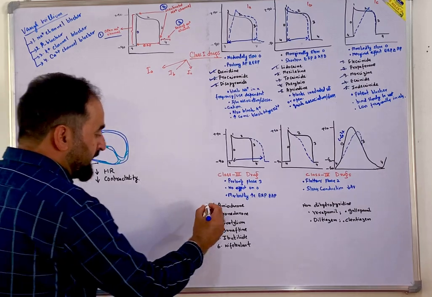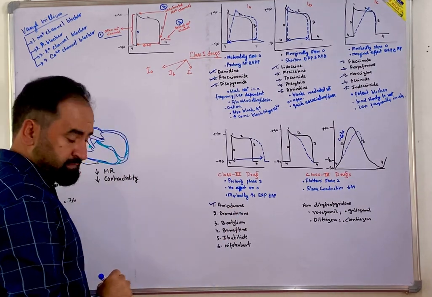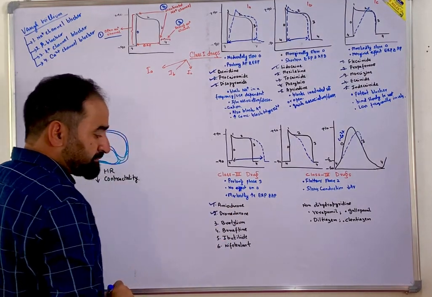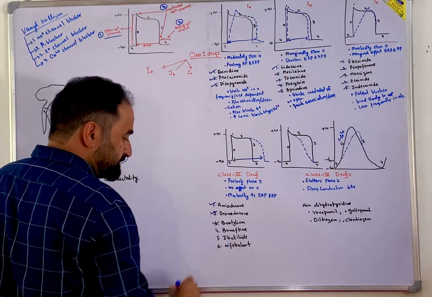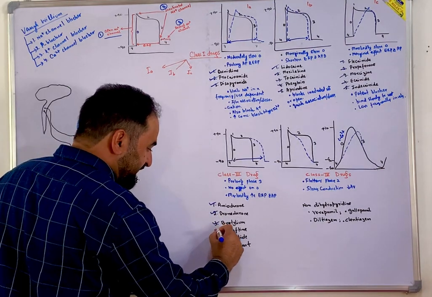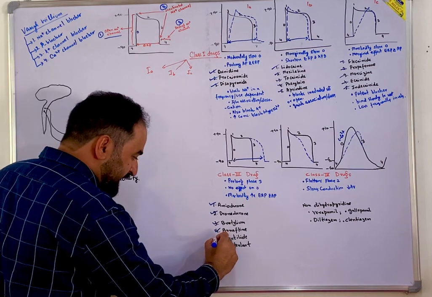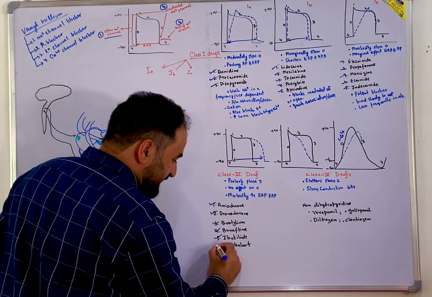The examples are amiodarone, dronedarone, bretylium, bunaftine, ibutilide, and nifekalant.